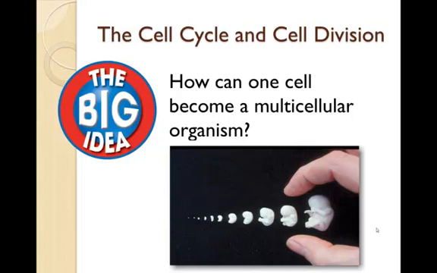Because think of it, every single one of us began as one cell, all of us, and that was created at conception. The sperm unites with the ovum, producing what we call a zygote, which is the first cell that we all began as. From that one cell, we became trillions of cells, and we're going to see how that happens.